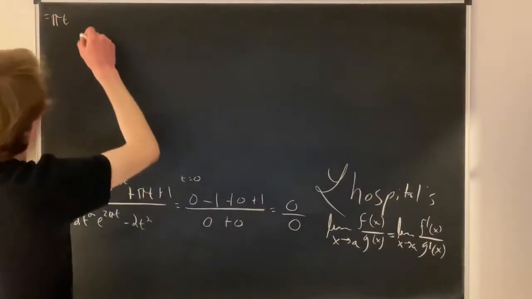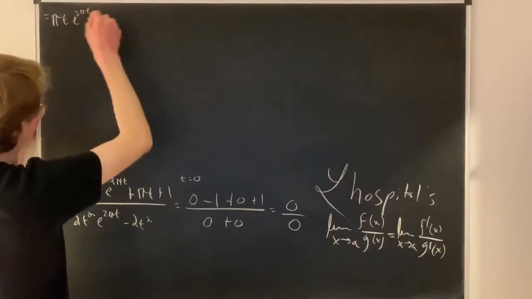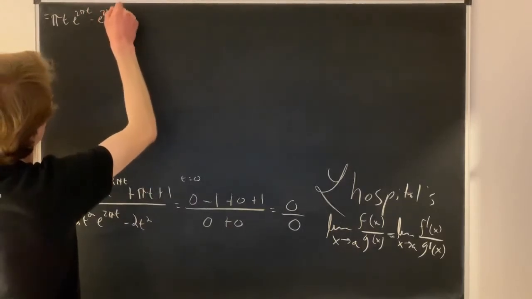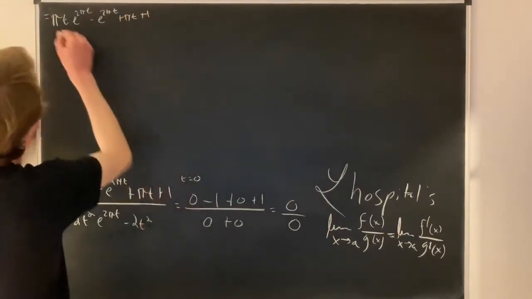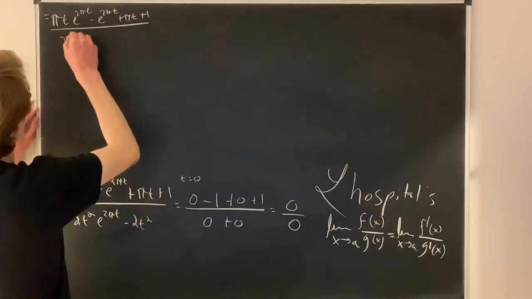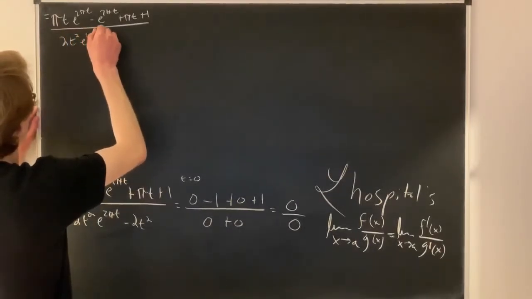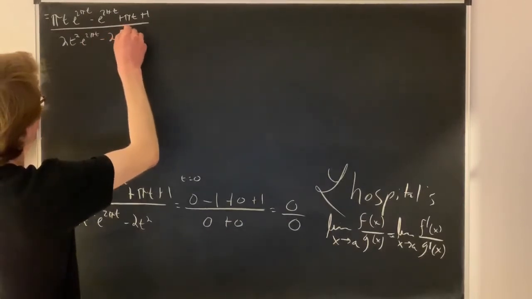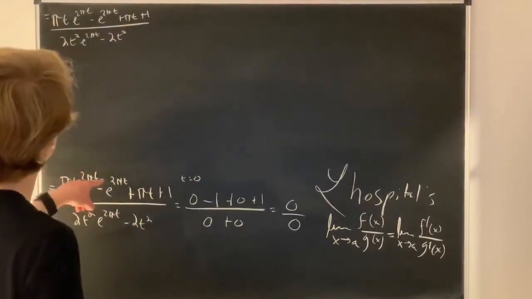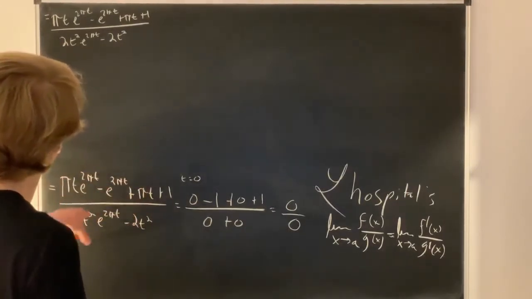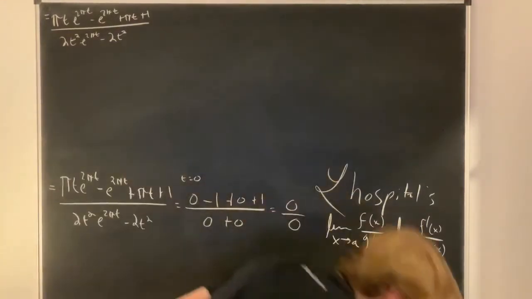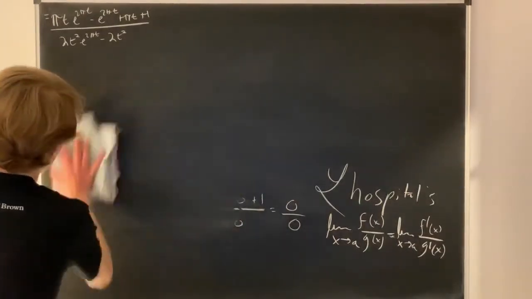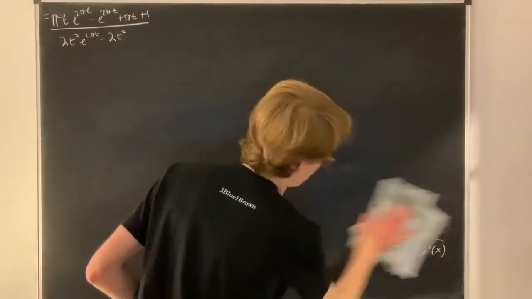So pi t e to the 2 pi t minus e to the 2 pi t plus pi t plus 1, over the quantity of 2t squared e to the 2 pi t minus 2t squared. There we go. Okay, and I'll just go ahead and erase the bottom of this so we have full room for the rest of the proof.